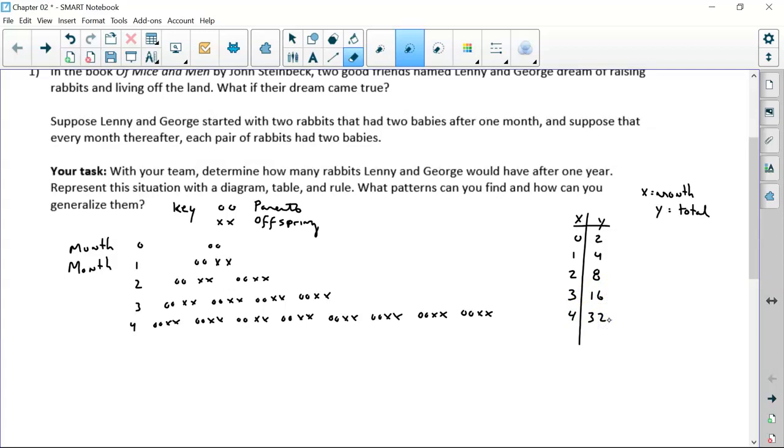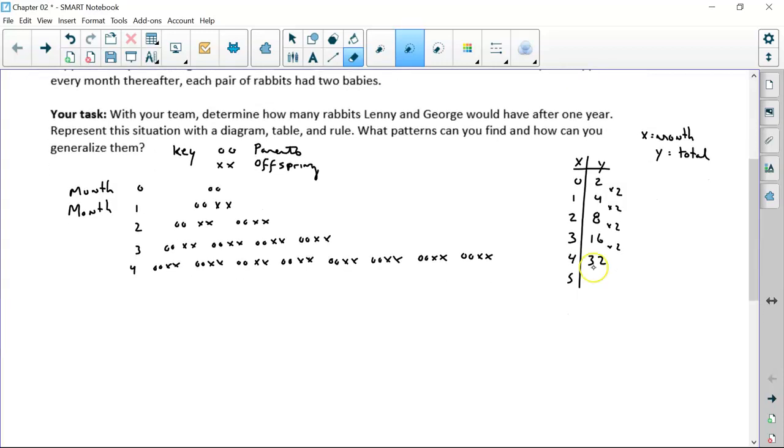And hopefully you're starting to see the pattern here. To go from 2 to 4, and then 4 to 8, and then 8 to 16, and 16 to 32, what we're doing is we're multiplying by 2 each time. So we could go to month 5, and then we would have 64 rabbits. And then we'll go all the way down to month 12.